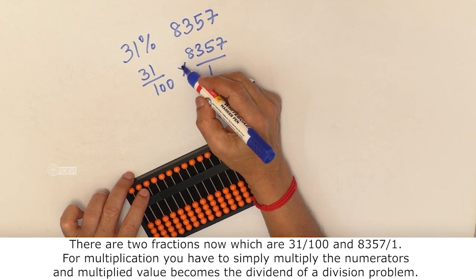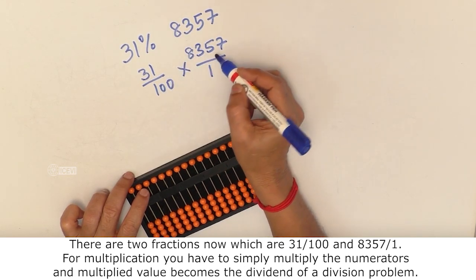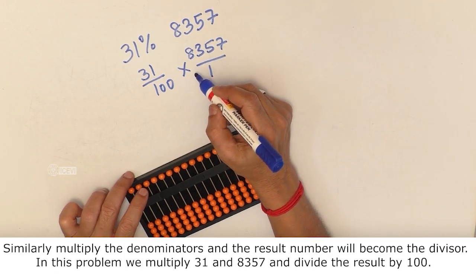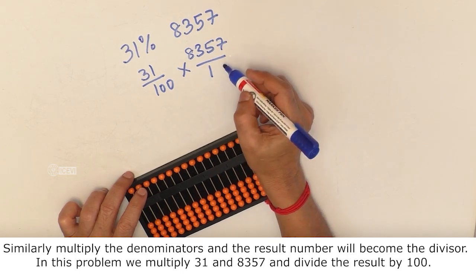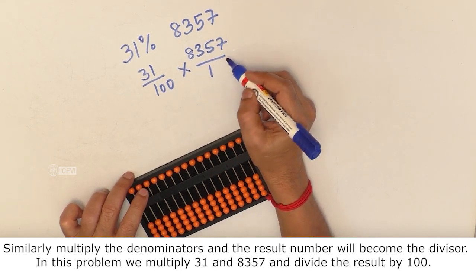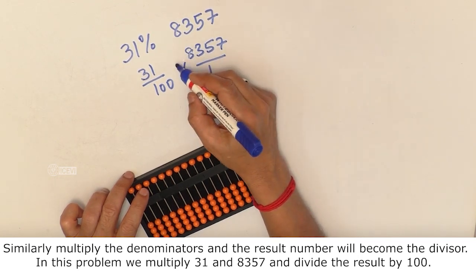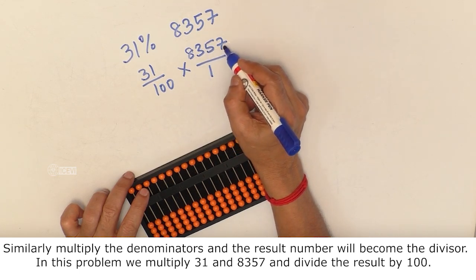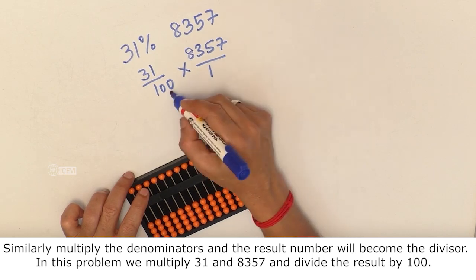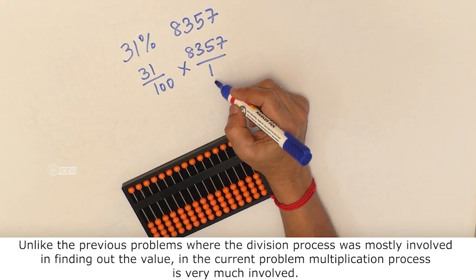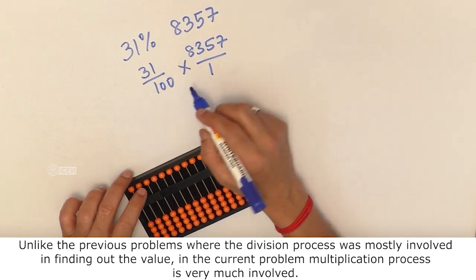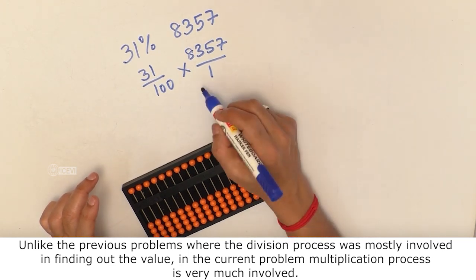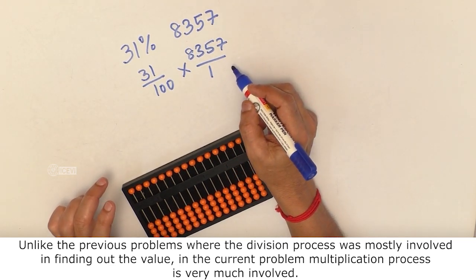You simply multiply the numerators and the multiplied value becomes the dividend of a division problem. Similarly, multiply the denominators and the result number will become the divisor. In this problem, multiply 31 and 8,357 and divide the result by 100. Unlike the previous problems where the division process was mostly involved in finding out the value, in the current problem, the multiplication process is very much involved.